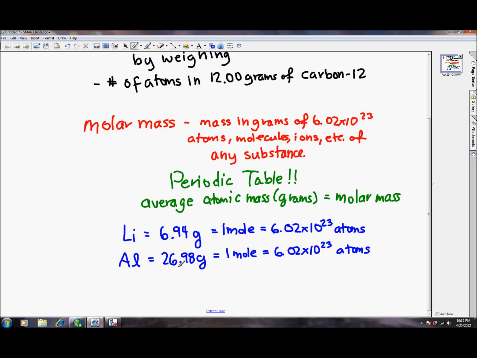Aluminum is a larger atom than lithium. It's atomic number 13, and with an average atomic mass of close to 27, it's got about 14 neutrons on average in the nucleus. So it's got about 27 subatomic particles in the nucleus compared to lithium with about 7. Because it's a larger atom, the atoms weigh more. It's like having little ping pong balls versus bowling balls. The same number of ping pong balls will weigh a lot less than the same number of bowling balls. So 1 mole of every atom on the periodic table has different masses because they have different numbers of subatomic particles in their nucleus.